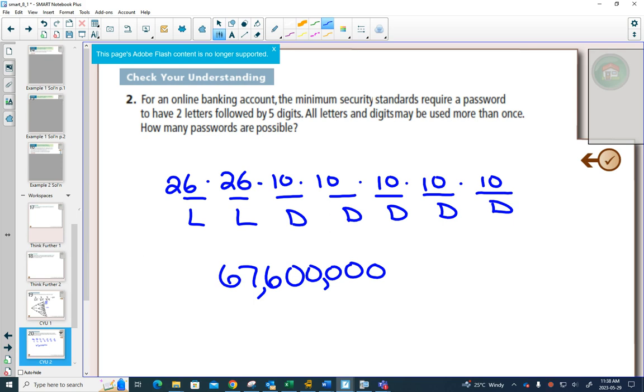So one of the ways that you can break into a password is by having so many different combinations possible that it's hard to guess. Then they have other levels of security as well.